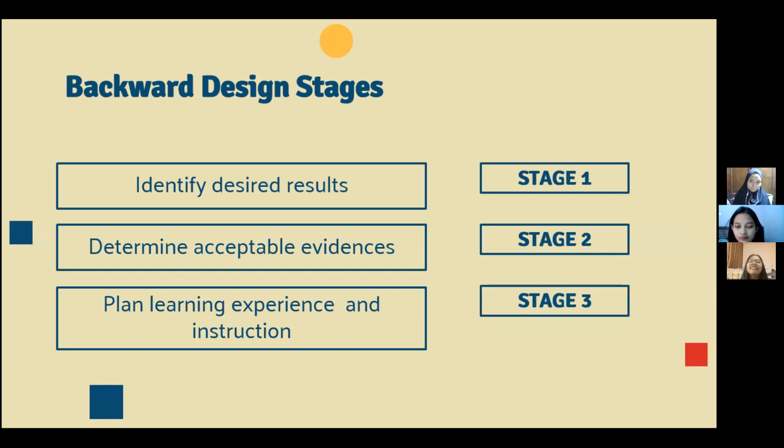And then there are three stages in backward design. The first stage is identifying desired results. The second stage, determining acceptable evidences. And the last stage is planning learning experience and instruction. After this, the stages will be presented by Mbak Ranggi.